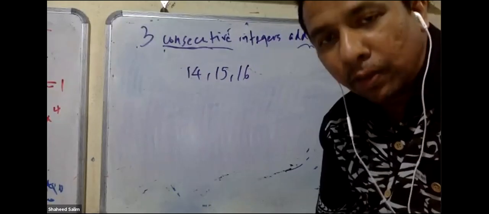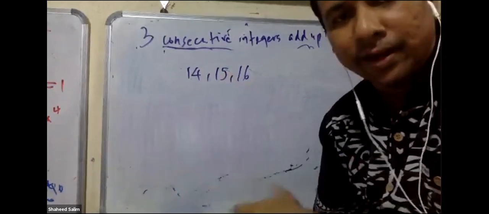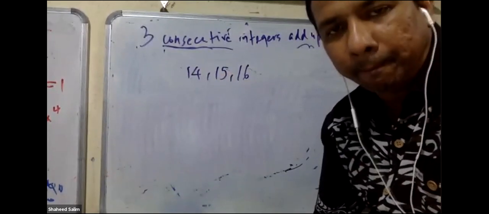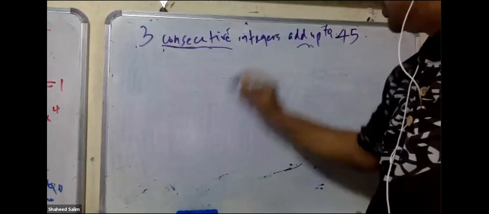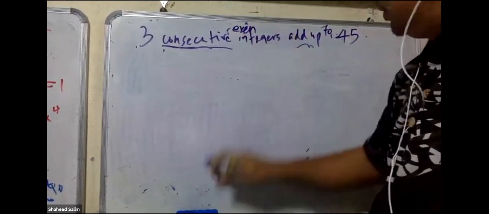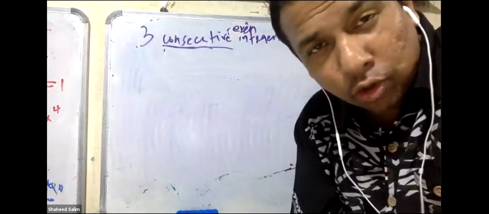Now I'm going to give you another one, okay? But this time I'm going to give even numbers. Okay? 3 consecutive even integers. I'm going to give a little bit challenging. Okay? Don't be confused by this.